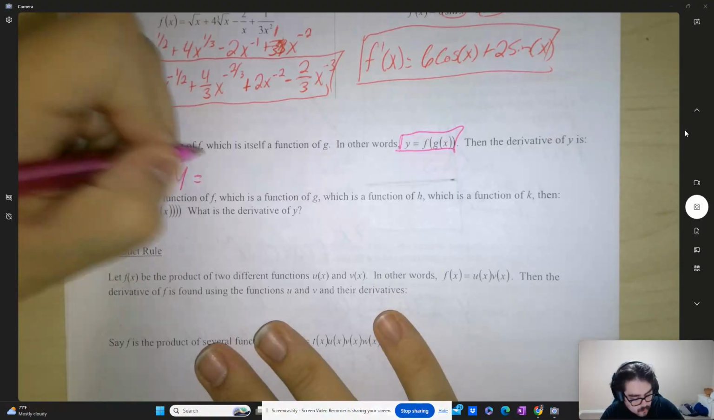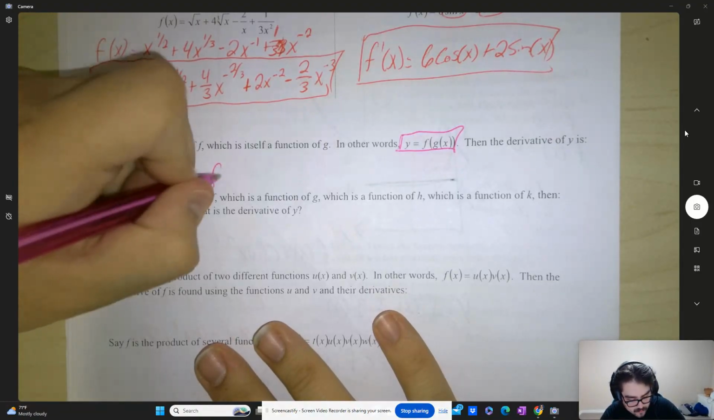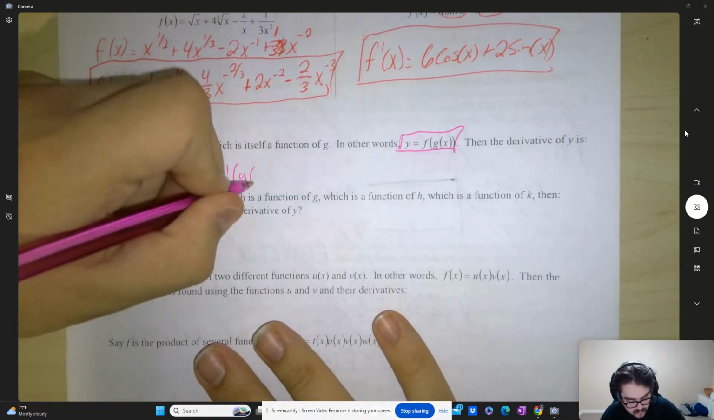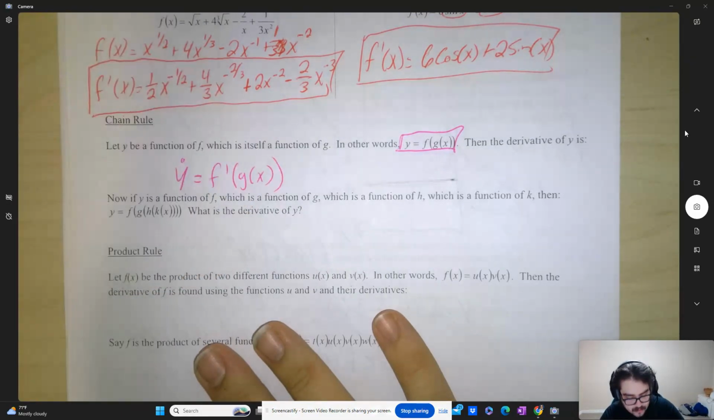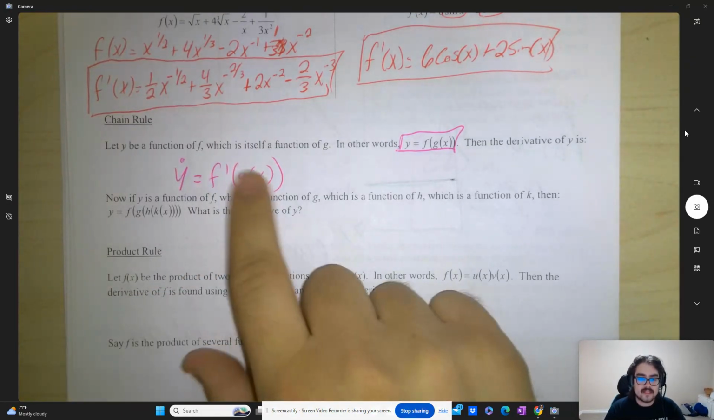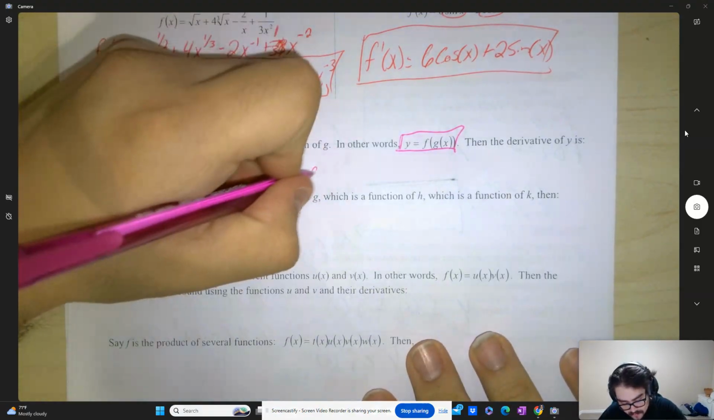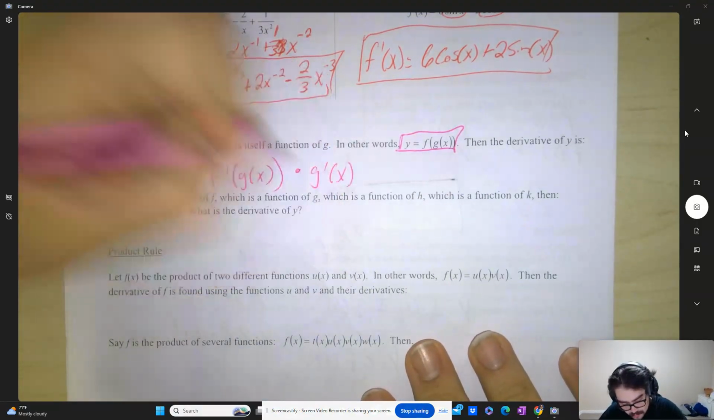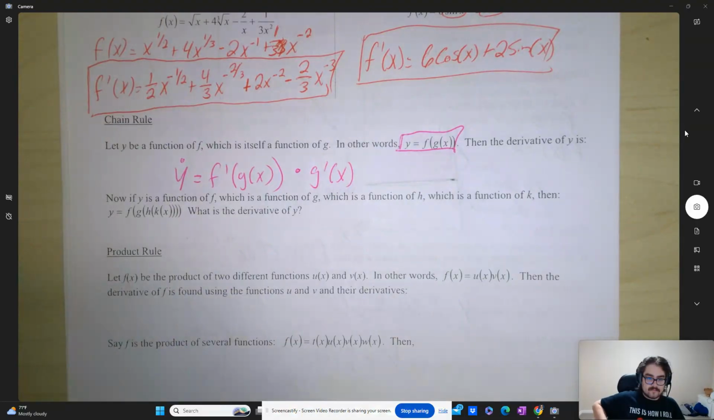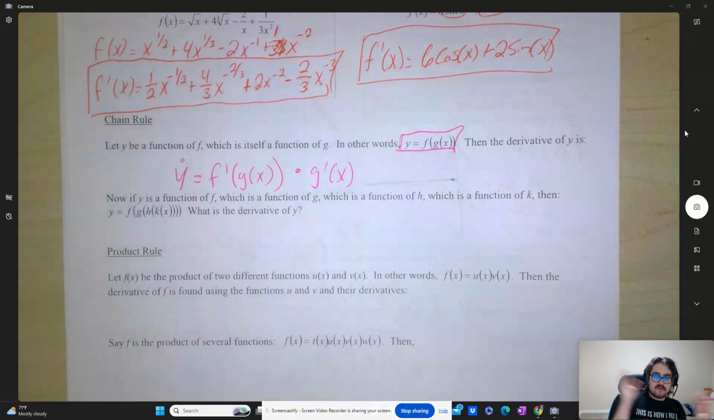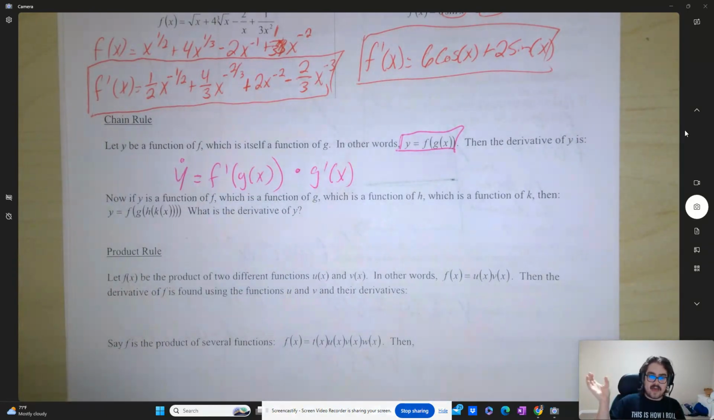So the derivative of y would just be f prime of g of x. So we take the derivative of the outer function, then we multiply it by the derivative of the inner function, okay? So we're kind of unwrapping it in a way. Do you see how we're unwrapping it? When we take the derivative of the outermost part and unwrap that, and then we get to the innermost part, take the derivative of that, and we've unwrapped the whole thing, right?